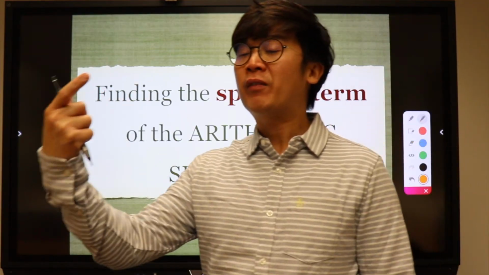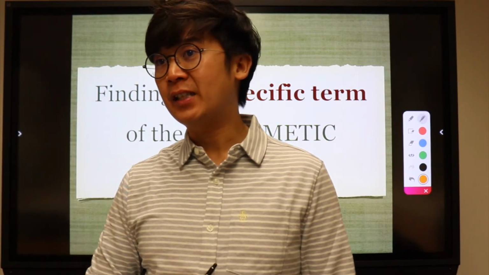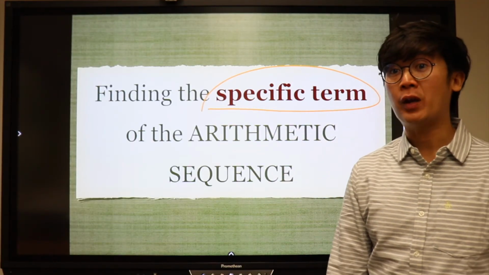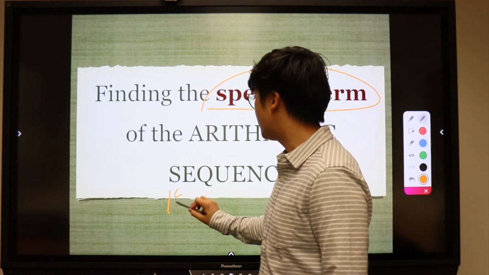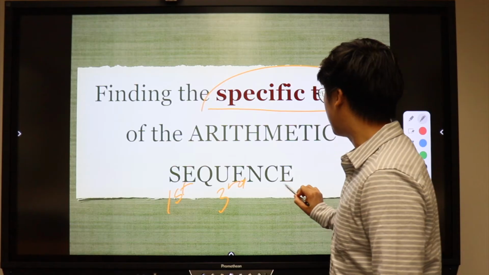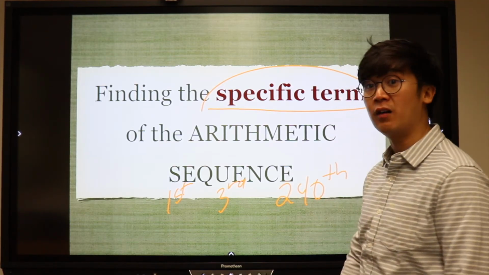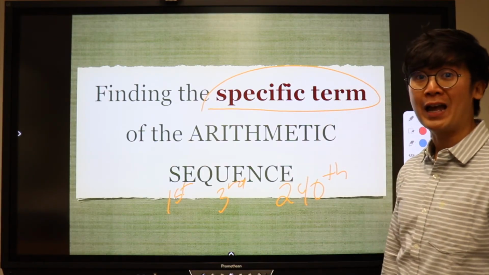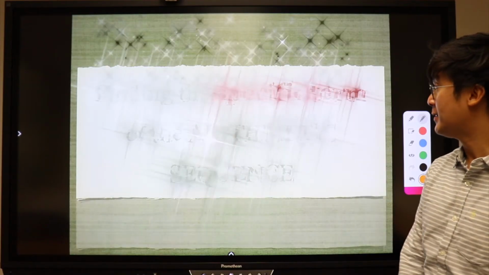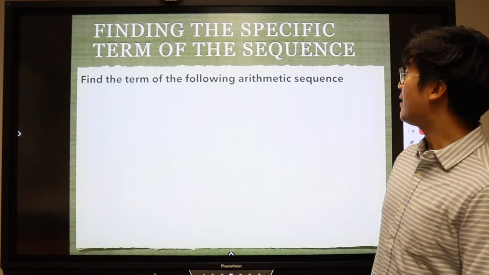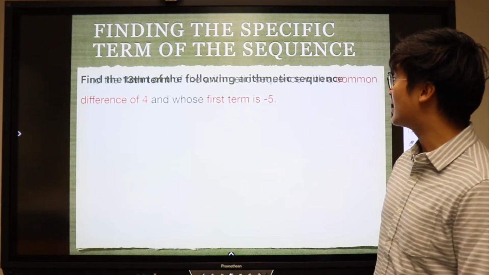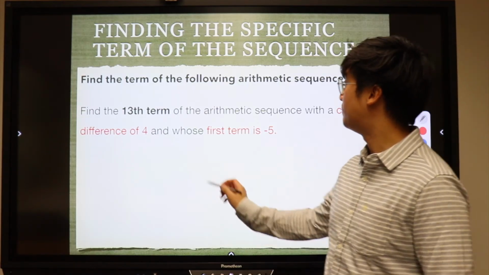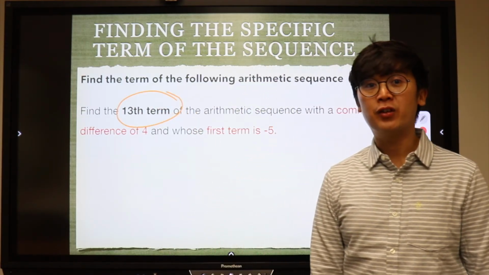Now, we've learned how to find the nth term of the arithmetic sequence. Now, we're looking for the specific term on the sequence. And when we say specific term, it could be the first, it could be the third, it could be the 240th term of the sequence, and you're able to do this using your formula. So that is what we're going to be looking for now. And how are we going to answer problems like this? Let's have this one. Find the term of the following arithmetic sequence, and the sequence has common difference of 4 with the first term of negative 5, and you need to look for the 13th term.